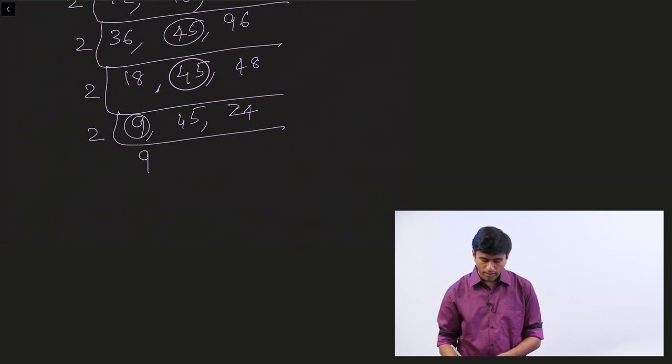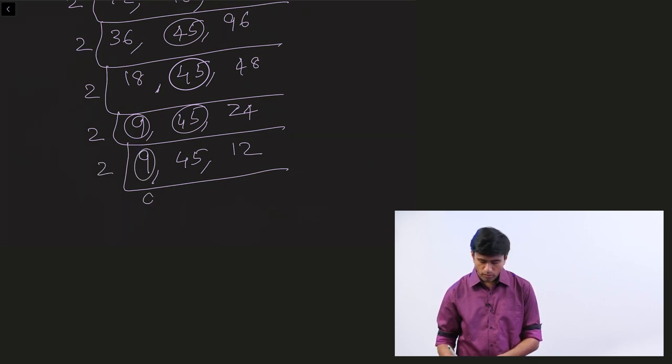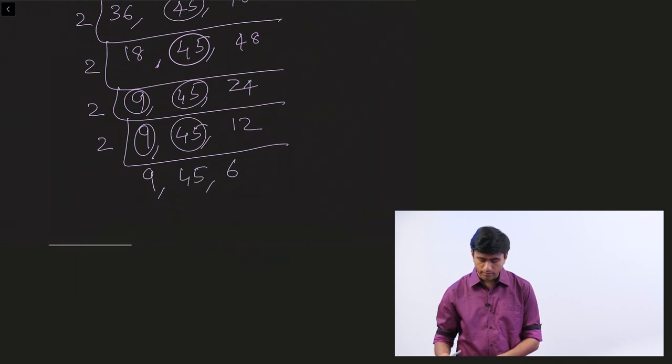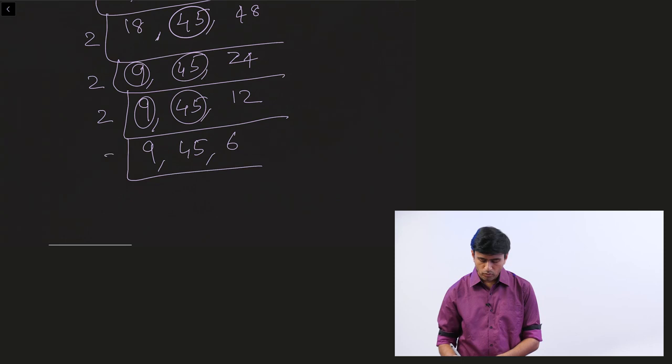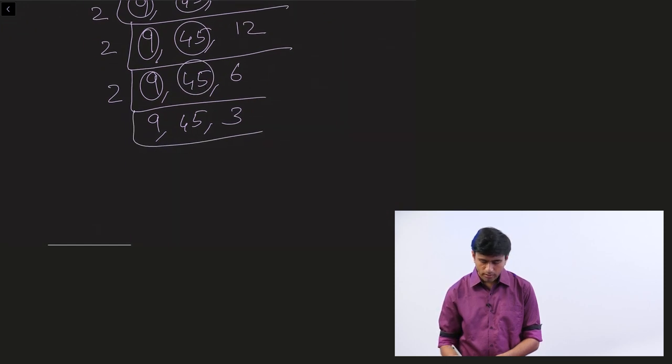2, 9 is also brought down as it is because it is not divisible by 2. Same with 45. 2, 1, 2s. 2, 9 is as it is, 45 is as it is, 6. 2, 9, 45, 3 is. Now we can do 3 is a common factor.